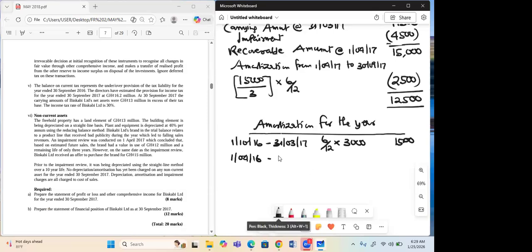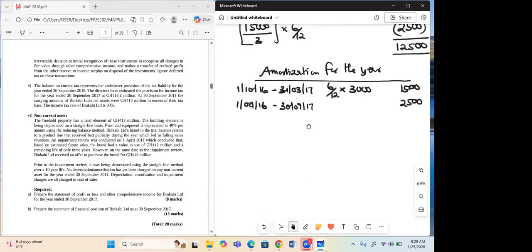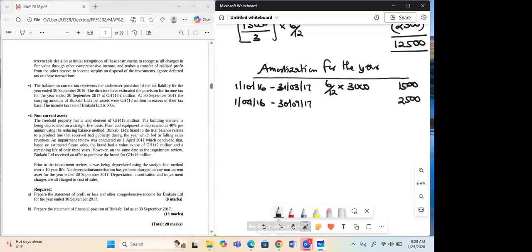So now to 30th of September 2017, that's what you have here, 2,500. Can you all see? Yes, sir. So that will make it 4,000. That will make the total amortization 4,000. So this is the total amortization for the year.